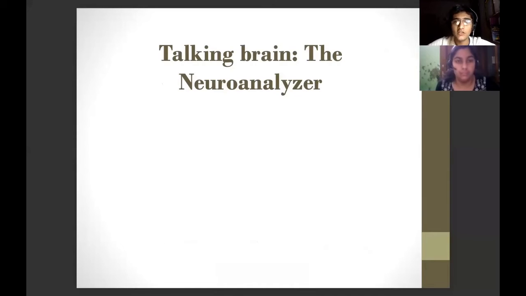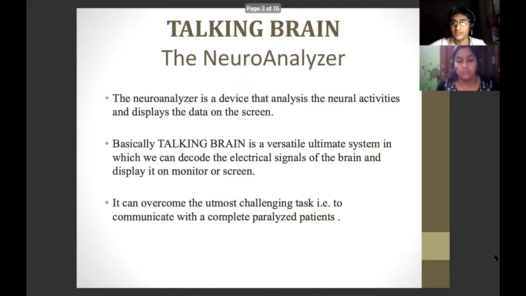Greetings, everyone. Today we are going to talk about Neuroanalyzer, also known as the talking brain. Now, it is a device which will analyze the neural activities. Then, from that analysis, it is going to project data on a screen. Now, that screen could be either your smartphone, your desktop, or it can even be a pair of smart glasses in a couple of years.